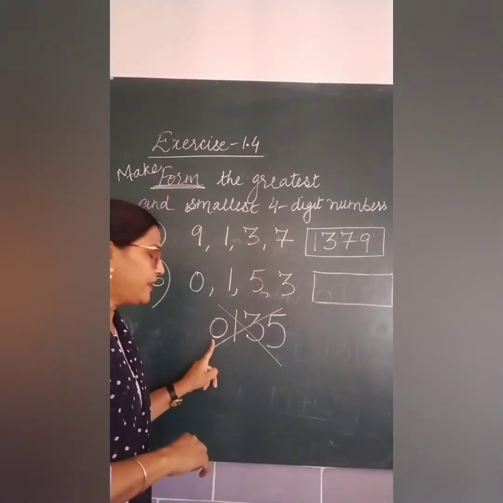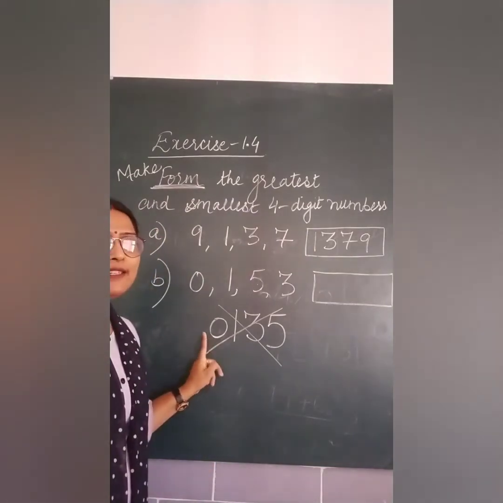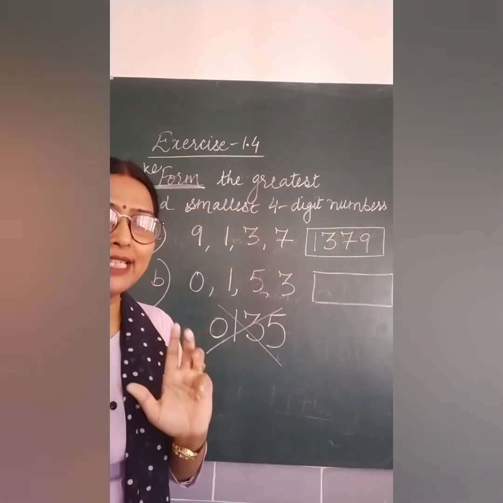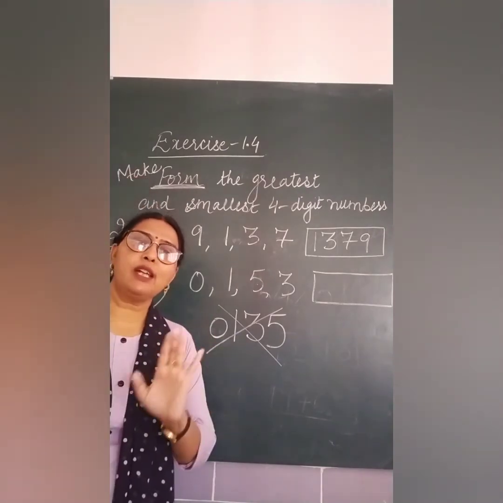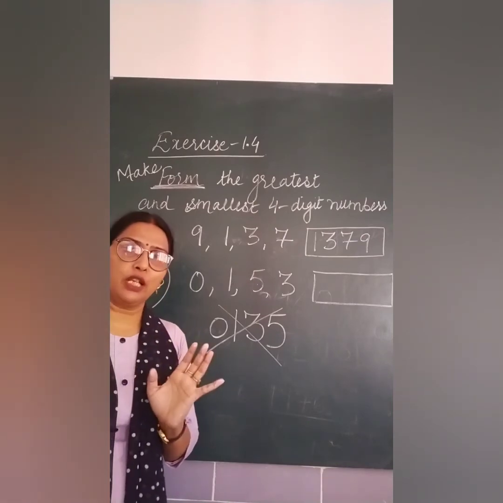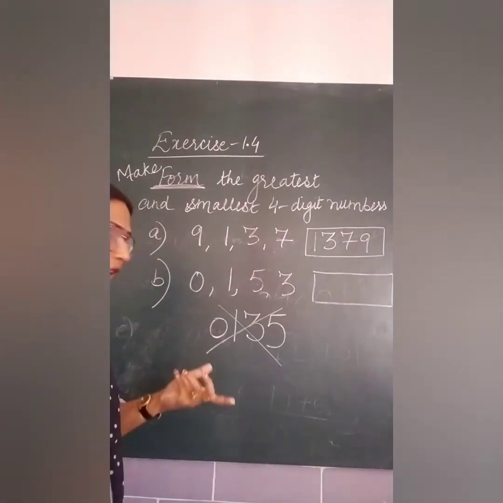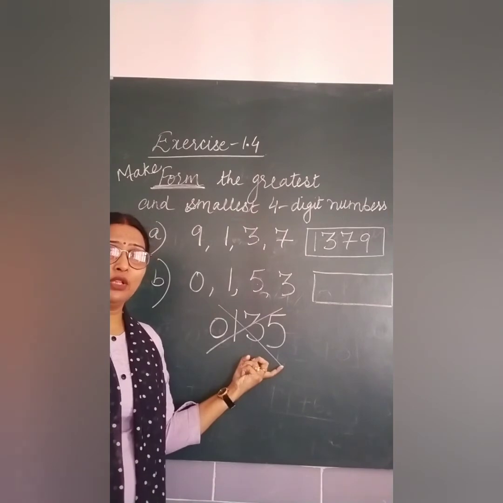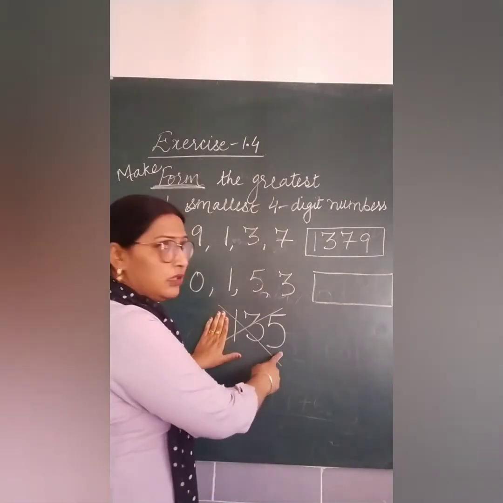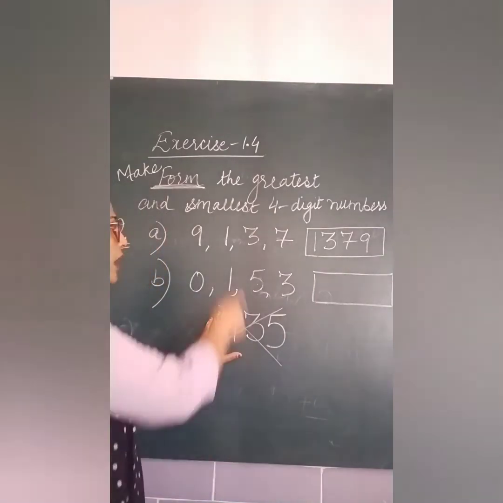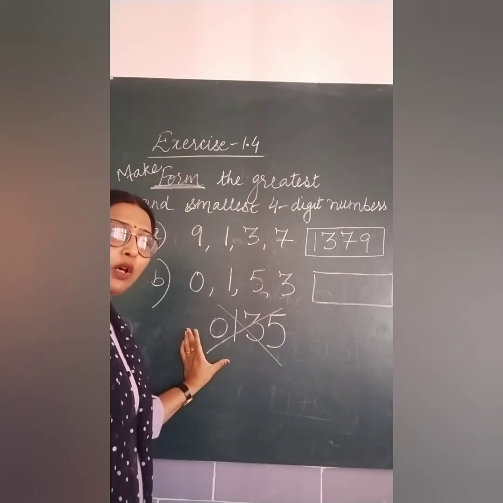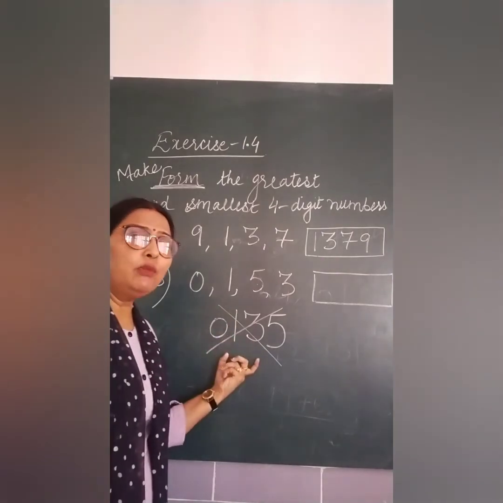This is wrong. Why? Because a new thing is there. It is starting with 0. And beta, this is the rule of maths that no number starts with 0. Maths में कोई भी number 0 से शुरू नहीं होता. So here how can we write this number starting with 0? और वैसे भी 0 has no value, then it will be only a 3-digit number. But we have to make a 4-digit number. So that is why this number is wrong.